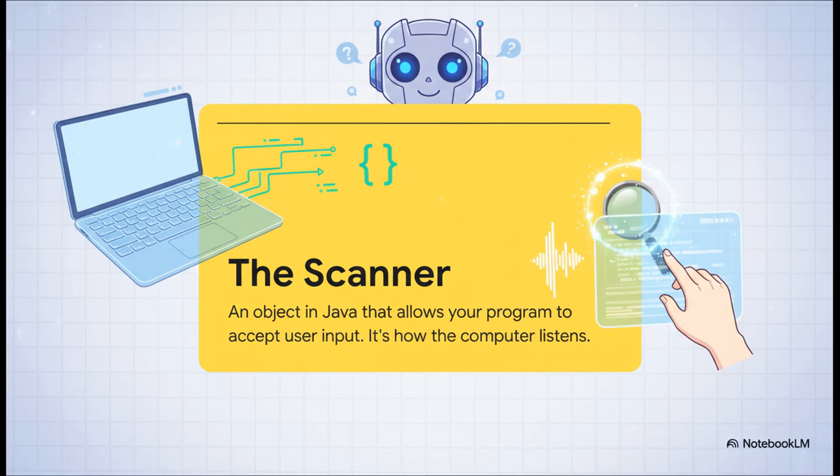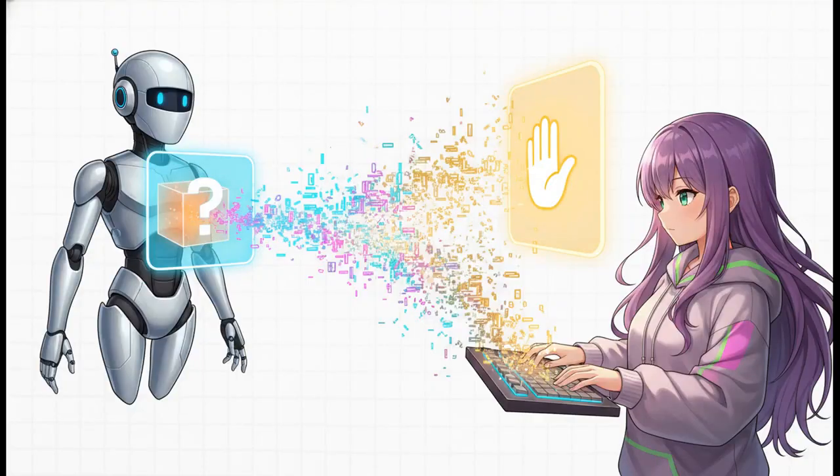But wait a second. A monologue isn't really a conversation, is it? We want the computer to listen, too. For that, we need a special tool. In Java, it's called a Scanner. It basically opens up a two-way street, letting your program read whatever the user types in. And this is how you make it truly interactive. Look at this. With just a couple of lines, you can ask for someone's name, store whatever they type in, and then use that information to say hello right back to them.